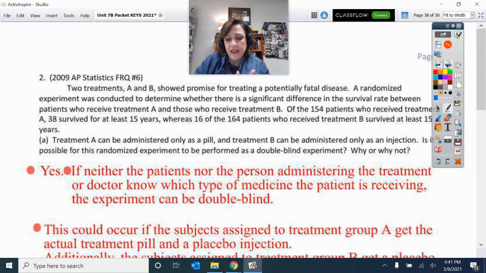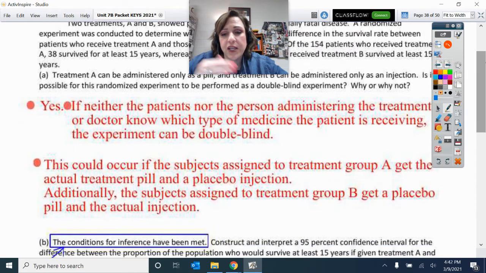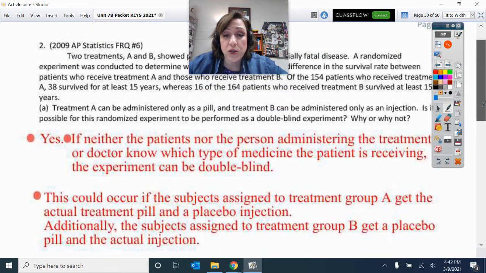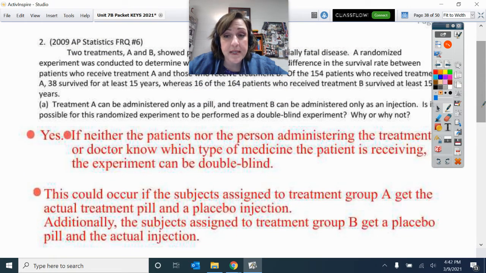Well, I only have the part that was applicable to what we've been doing, but it always starts off with something we know, and then it goes to things we don't know yet. So this was about 2 different treatments, and one of the treatments could only be administered with a pill, and one of the treatments could only be administered with a shot. So we were first asked if this could be a double-blind experiment.